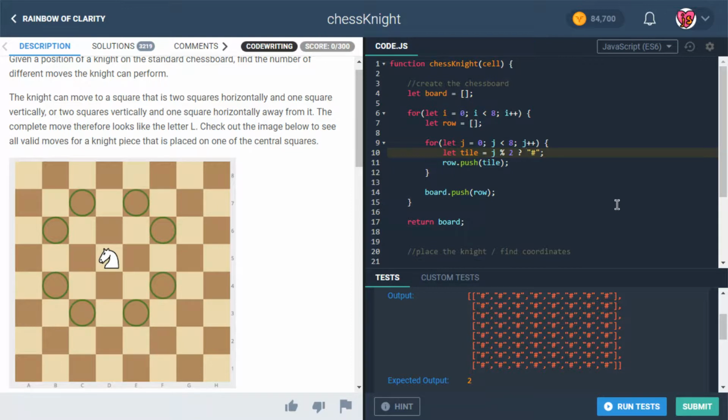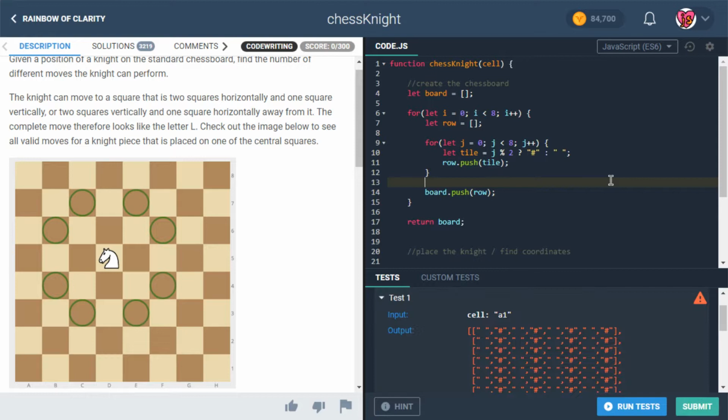No, actually, that's good. Yeah, that'll be the true one. Then for the false one, we'll put a space. There we go. Sorry about the hesitation on that one. Let's run this and see what kind of a difference it makes.